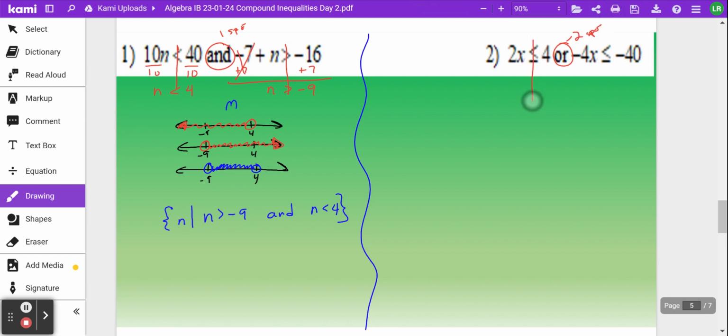Okay, I got to solve them first. So divide both sides by 2, and get x is less than or equal to 2. Done with that one, it's in the correct order. The second one, I have to divide both sides by negative 4. Now, I just divided both sides by a negative. That means I do have to flip the inequality sign. Negative 40 divided by negative 4 is positive 10. Those are both solved. Time to do our 3 graphs.